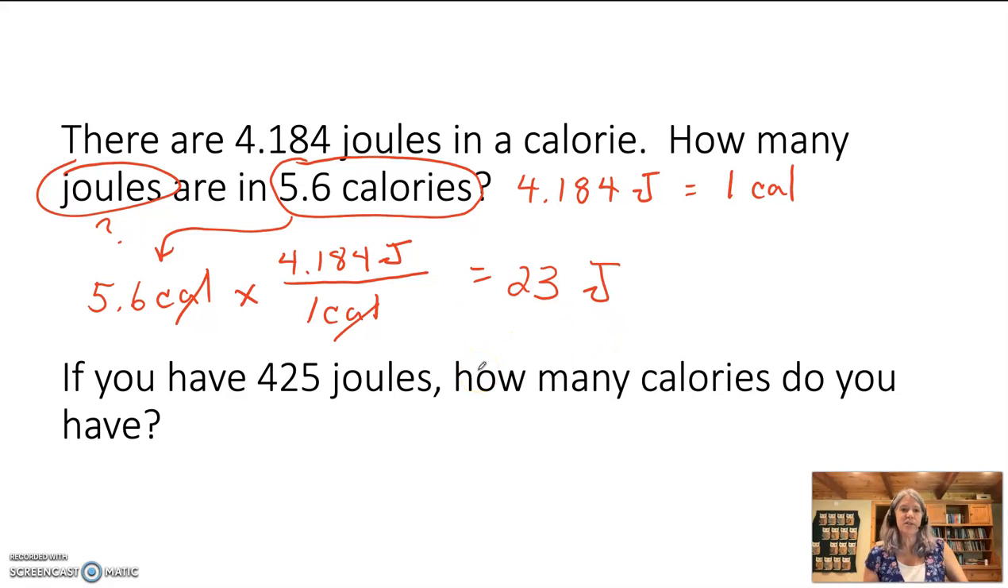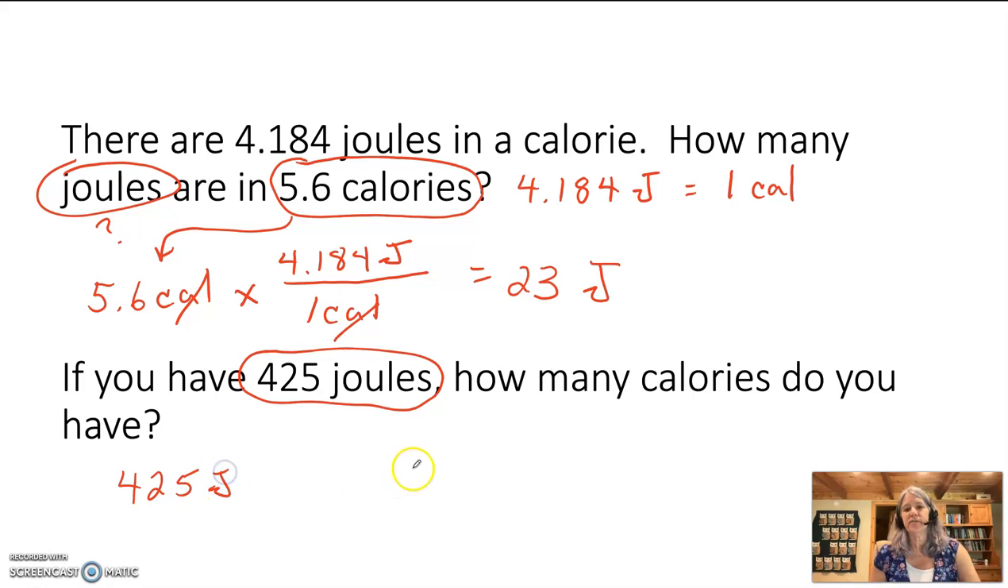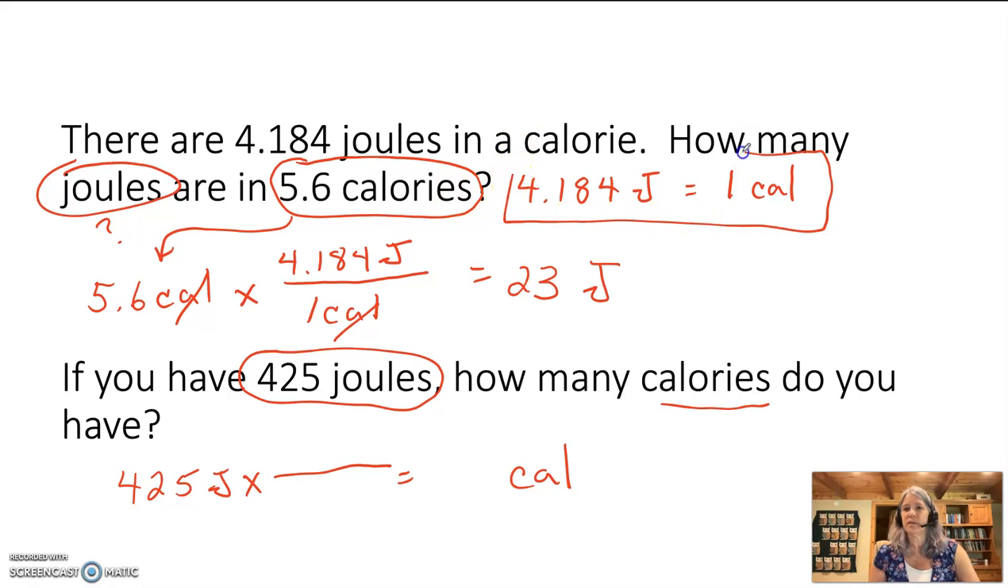All right then, so now we can do this problem here. If you have 425 joules, how many calories do you have? So we're given 425 joules. We put that down on the left. And we want to convert that to calories. How many calories do you have? So that's going to be the units of our answer. We multiply by the conversion factor, okay? And so here's the conversion factor, the same one we used up here. What are we going to do? We're going to put the joules on the bottom this time because we want those to cancel out.